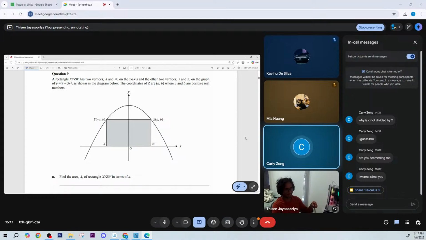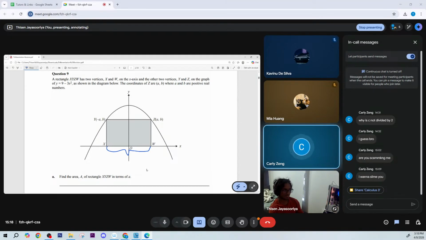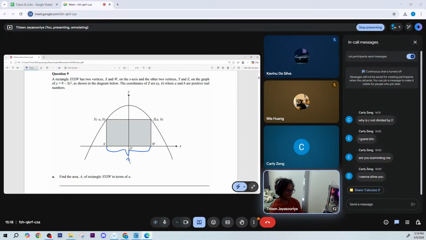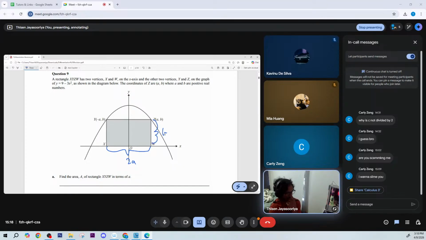So you'd find the width and the height. So it'd be negative a plus a, which is? 0. Wait, what? No. Oh, wait, is it not 2a? It's 2x. So it's a take minus a. Okay, yeah, 2a times b. And how can we write b into something we can use?